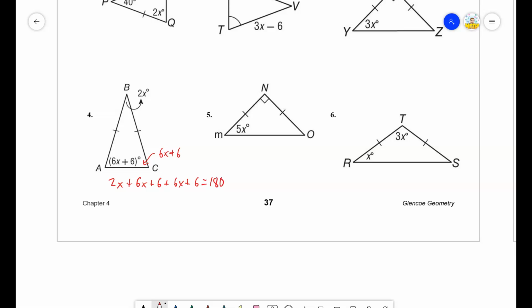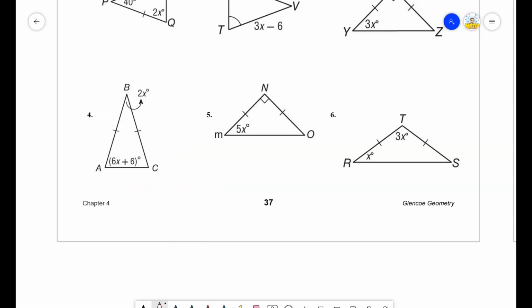Add up the three angles that are given and set them equal to 180 because we know that that would be true. So I'd have 14x plus 12 equals 180. So we would subtract 12 from both sides, and I have 14x equals 168. So we'll go ahead and divide both sides by 14. So x would equal 12.